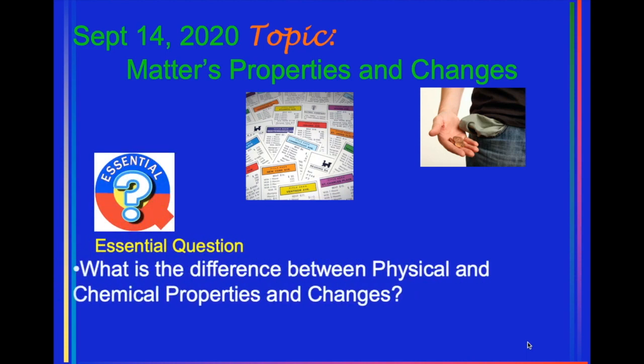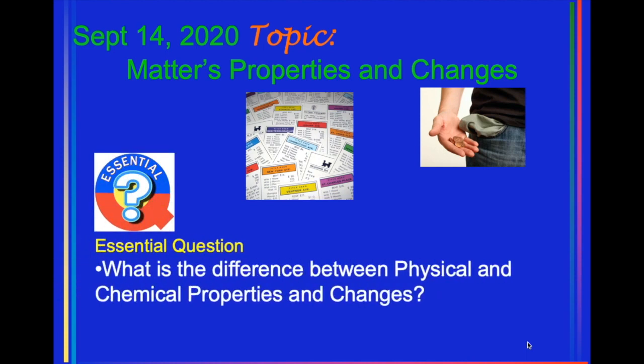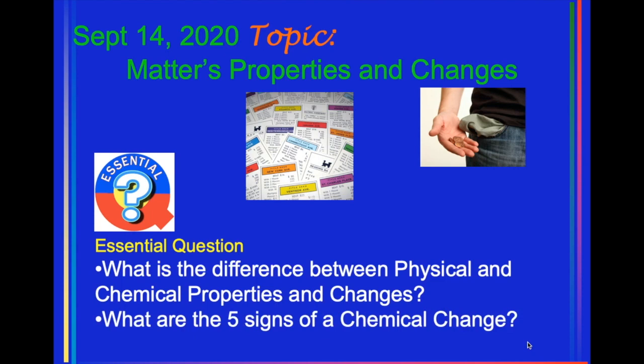Our essential question today, we actually have two. One of them is, what is the difference between physical and chemical properties and physical and chemical changes? And then I also want you to be able to answer the question, what are the 5 signs of a chemical change? So put these essential questions at the top of your notes. Those are the questions you should be able to answer in your summary when we're done with our notes today.